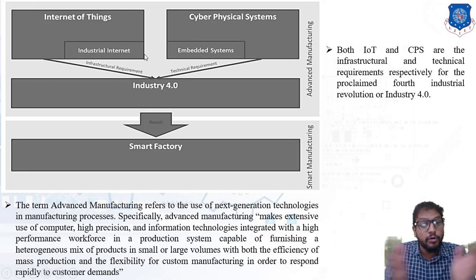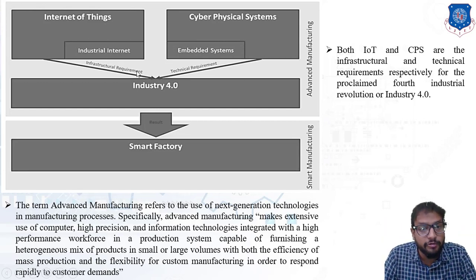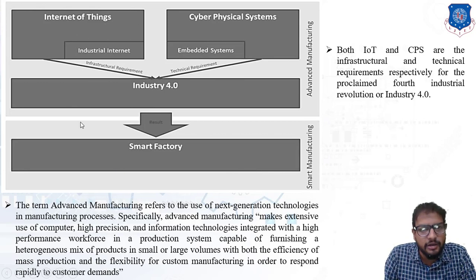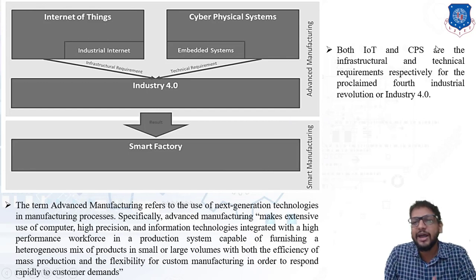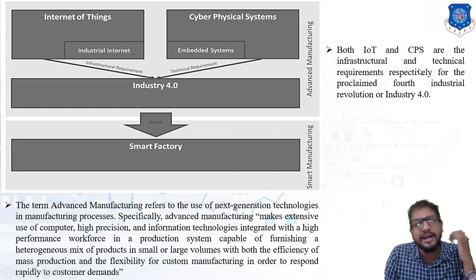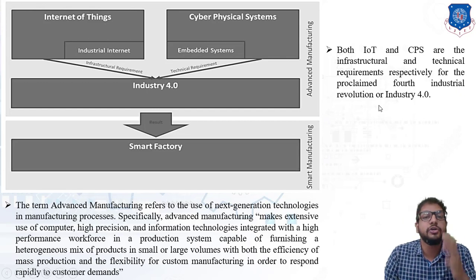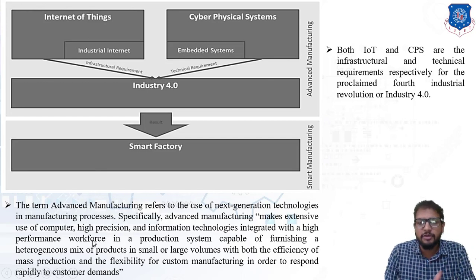Together, combining both of them is going to result in what? It is going to result in Industry 4.0, and that term is called advanced manufacturing. And the result of this Industry 4.0 will turn our factory into a smart factory. Very simple, guys. Okay, I hope that you are clear from this chart. So this smart factory will be called smart manufacturing. Remember, both IoT and CPS are the infrastructural and technical requirements respectively for the proclaimed fourth industrial revolution, or we can say Industry 4.0. Okay. So now over here you can see that the term advanced manufacturing has been explained.